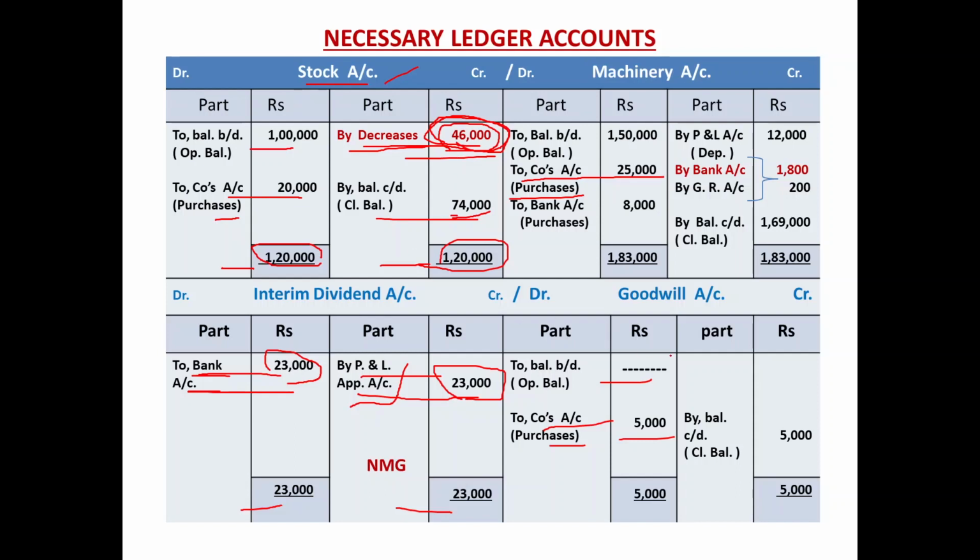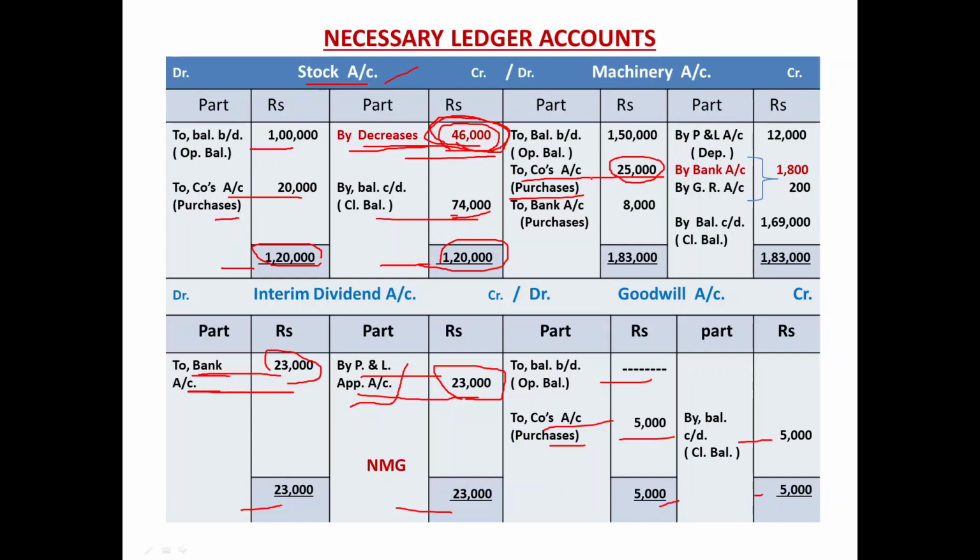Then goodwill account. It is also over. There is a closing balance of 5,000. Nothing is there that can affect the cash flow statement. Machinery account is still open because some other transactions are also given in the question. But this purchase of 25,000 doesn't affect the cash flow because shares have been given in exchange for it. So that is why it does not affect the cash flow statement.